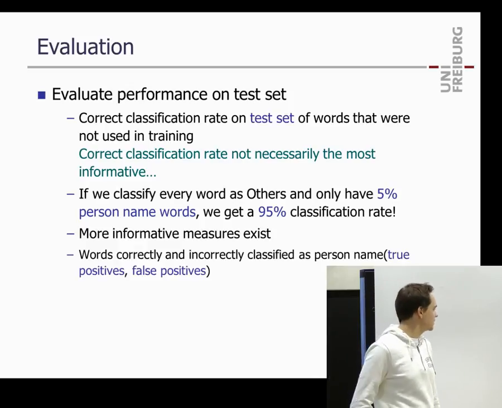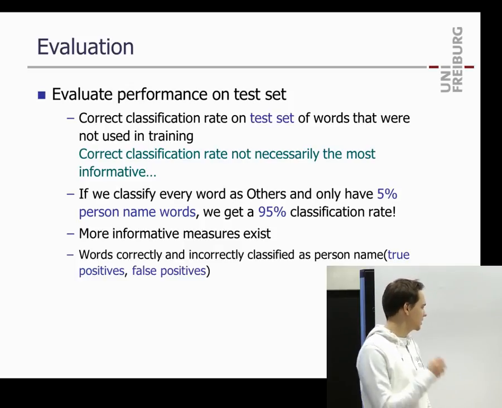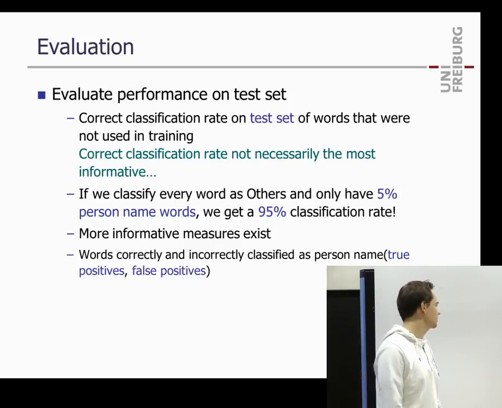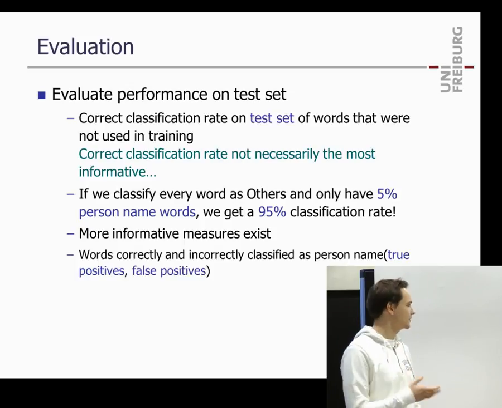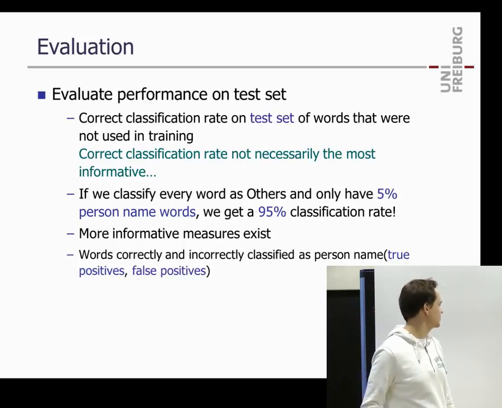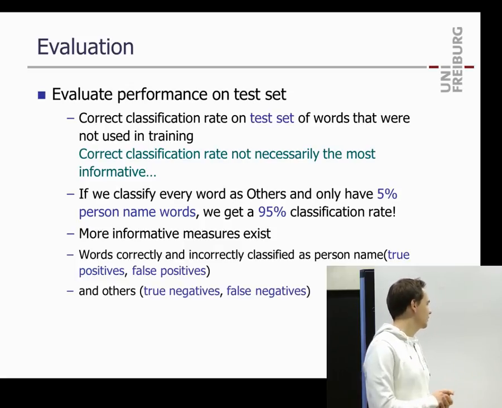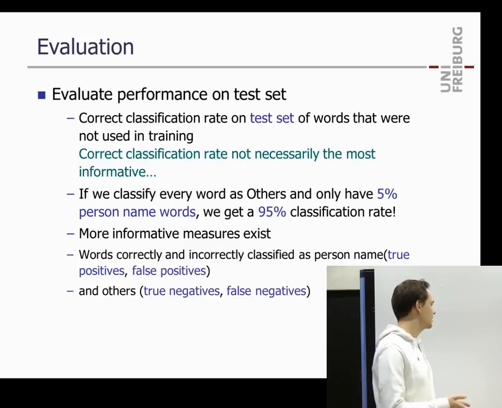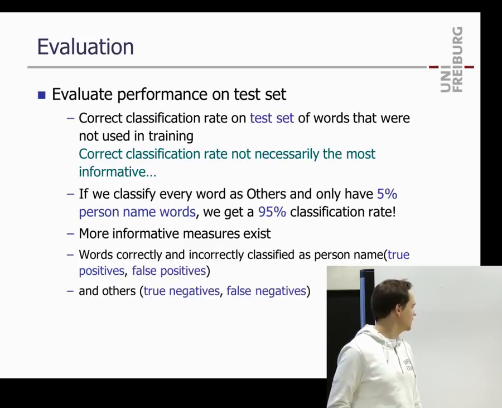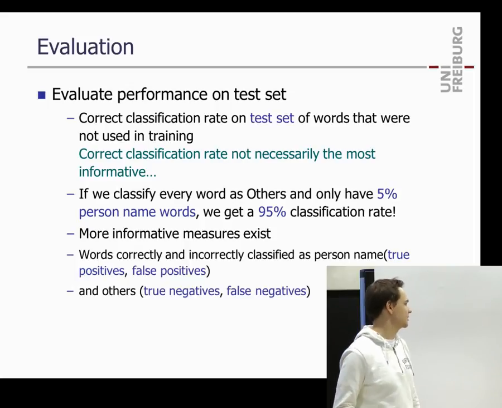For example, we can look at so-called true positives and false positives. These are the words that are correctly classified as persons. So the classifier says it's a person and it is a person. That's true positive, or incorrectly classified as person. That would be classifier says it's a person but it's not. That's false positive. And also the same for others. There would be true negatives and false negatives. If it says it's not a person, but it actually is a person, that's a false negative, for example. And if you look at these four measures together, they will tell you a bit more than just the classification rate.